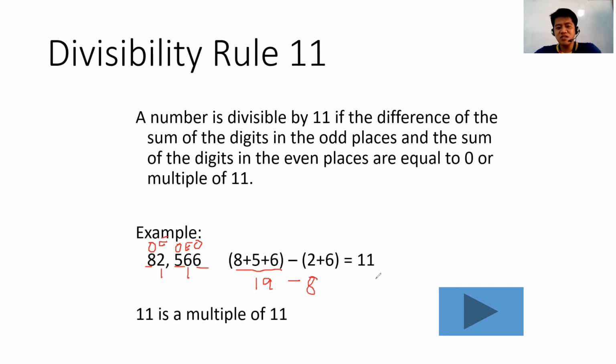19 minus 8 is equal to 11. And 11 is a multiple of 11 or can be divided by 11. So therefore, 82,566 is divisible by 11. Huwag nating kalimutan na itatanggal muna natin ng mga odd numbers at i-add. Itatanggal natin ng mga even numbers at saka i-add pagkatapos i-minus natin. Next.